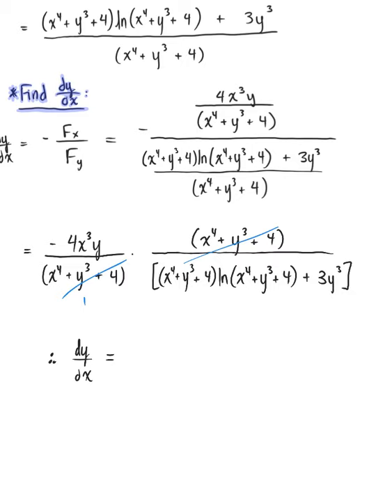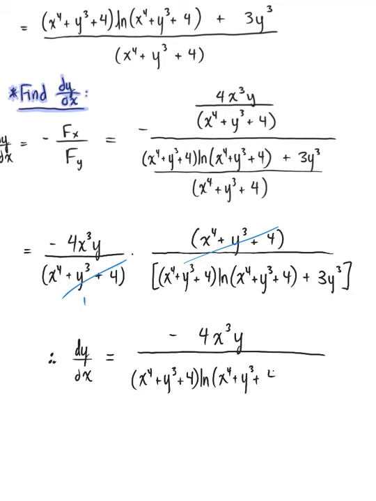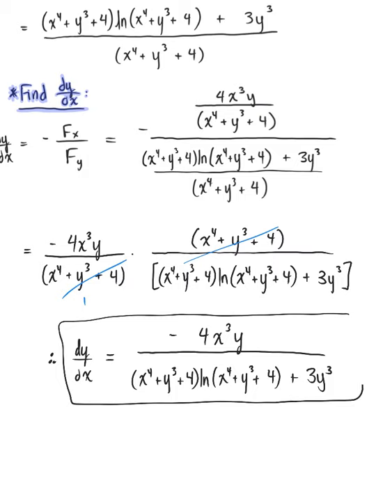And dy/dx here is equal to minus 4x cubed y, all divided by x to the fourth plus y cubed plus 4 multiplied by the natural logarithm of x to the fourth plus y cubed plus 4, plus 3y cubed. And so there you have it. This is our final answer for the derivative dy/dx in R3.